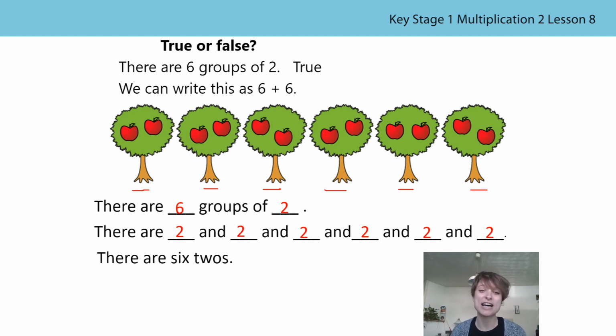So now I want you to have a look at that second statement underneath the first one. It says, we can write this as 6 plus 6. Now, little Ducky thinks that we can write this as 6 plus 6. He thinks that the statement is true, and he's very sure about that. Now, I want you to have a think. Is little Ducky right, or has he made a little mistake? Is there a different repeated addition expression that we can write to match this picture? Have a think, pause the video, and have a go at explaining.